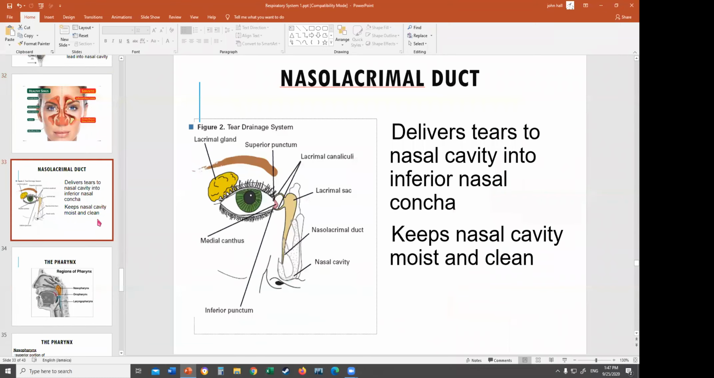Now, you also have nasolacrimal ducks. Hopefully you remember that the lacrimal gland produces tears. So that's a tear gland, right? Now you have a duct leading from the tear gland that goes into your nasal cavity, right? So yes, you have one at the corner of your eye, but you also have one that goes into the nasal cavity. And here's why that's important.